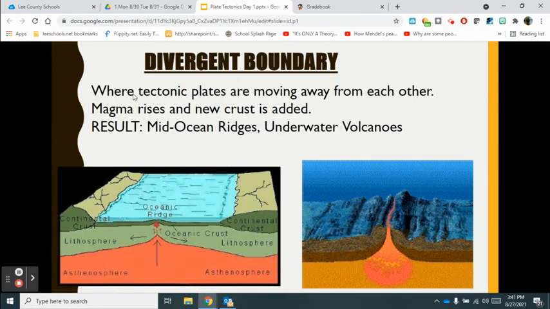Divergent boundary is where tectonic plates are moving away from each other. Magma rises and new crust is added. The results have mid-ocean ridges, underwater volcanoes. Just think about that book, The Divergent, where they separated them out into different groups. And in the middle here, where this crust is forming, this new crust, so this part of the ocean floor is newer. And as you go along, the crust gets older and older.